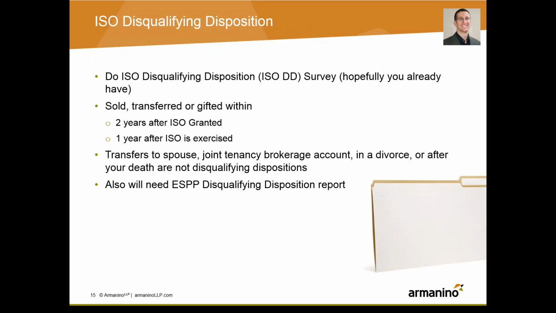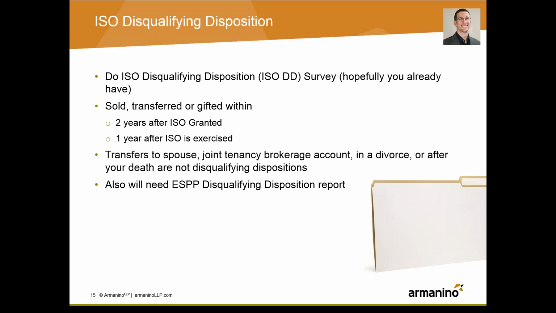So a little bit staying in the ISO realm, talking about disqualifying dispositions. Hopefully you've done your surveys, right? Because for disqualifying dispositions of your ISOs, as well as for your ESPP, you do have some reporting. You have W-2 reporting, whereas normally an ISO that gets exercised, you just record on the 3921 form related to the 6039 compliance. Well, if there's a disqualifying disposition, you now have W-2 income that you also have to report. So hopefully you've done a survey for folks.